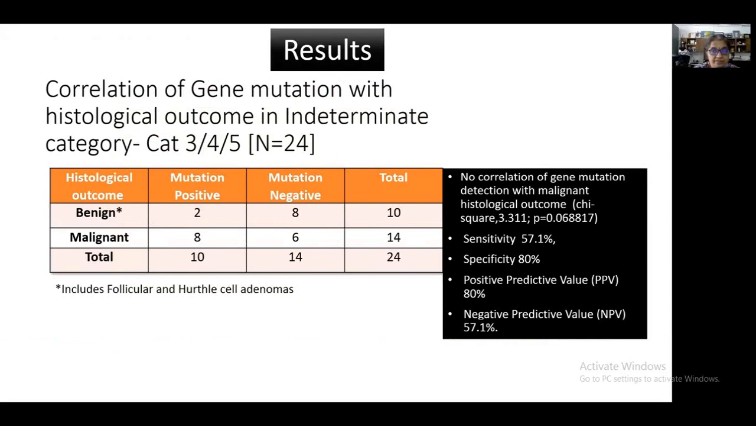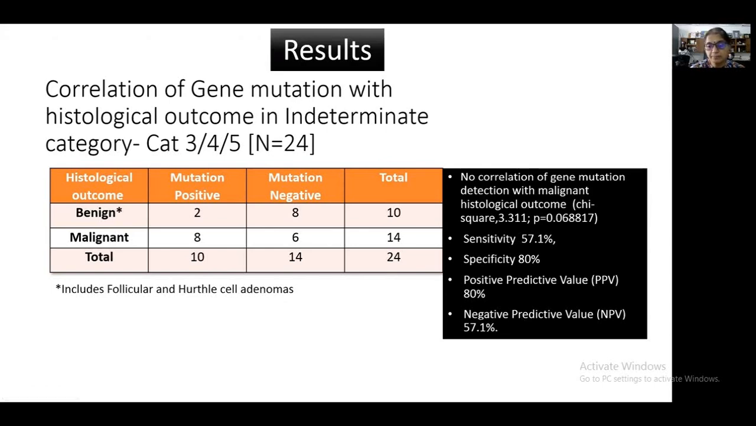But I think this slide is very important, where we try to look at the correlation of gene mutation with the histological outcome in the indeterminate categories 3, 4, and 5. As you can see, there was no particular correlation of gene mutation detected with a malignant outcome. However, overall, the sensitivity was 57.1%. Specificity for malignancy was 80%, with a positive predictive value of 80% and a negative predictive value of 57%.